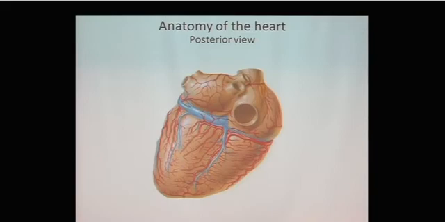So now we're going to look at the posterior view of the heart. Again, you'll see the superior vena cava, but now we can see the inferior vena cava. And you'll see that they both enter the right atrium, as does the coronary sinus. The coronary sinus collects the venous blood from the heart itself and dumps it into the right atrium. So the right atrium has 3 holes through which deoxygenated blood enters the chamber. Okay, so the superior and inferior vena cava and the coronary sinus.